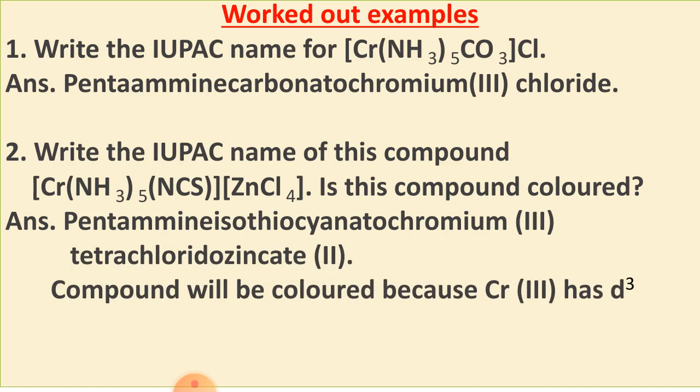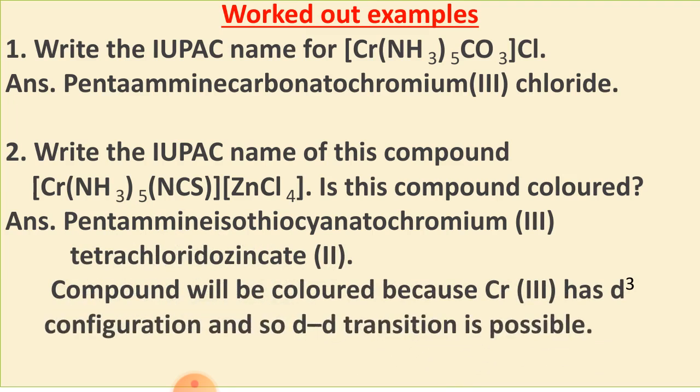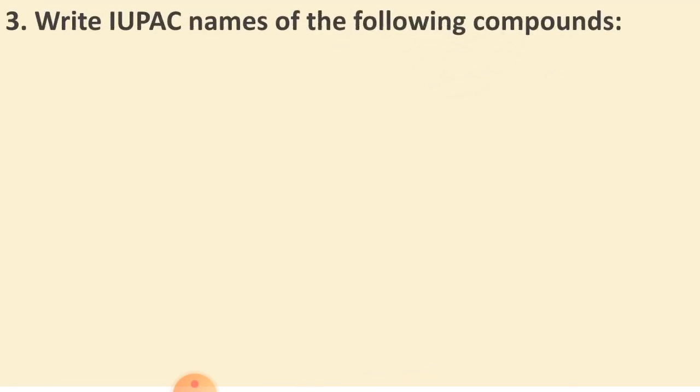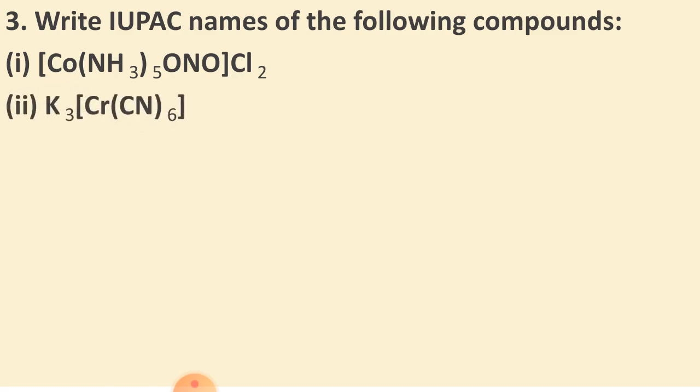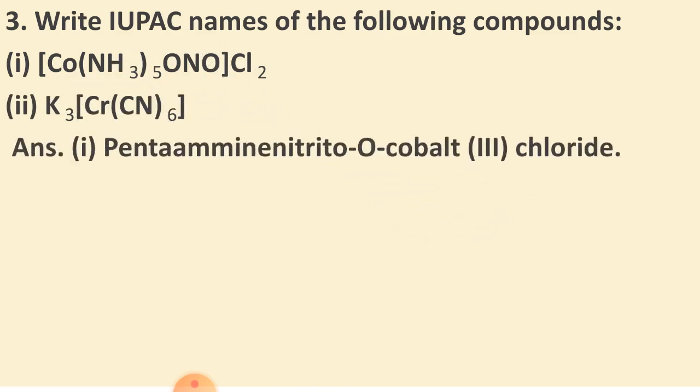Now the compound will be colored because Cr3+ has d3 configuration. That's why it has 3 unpaired electrons in the d orbitals. So that's why d-d transition takes place. Hence this compound is colorful. So a question of this type may arise. Now question number 3: write the IUPAC name of the following compounds. [Co(NH3)5(ONO)]Cl2. Then K3[Cr(CN)6].